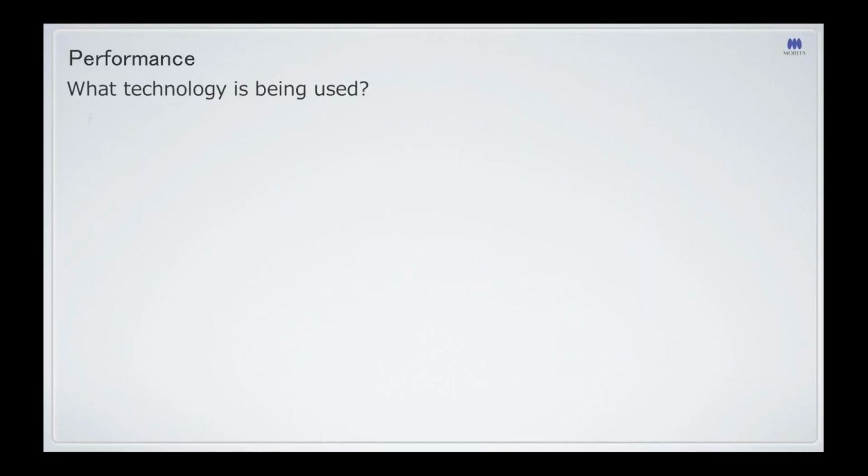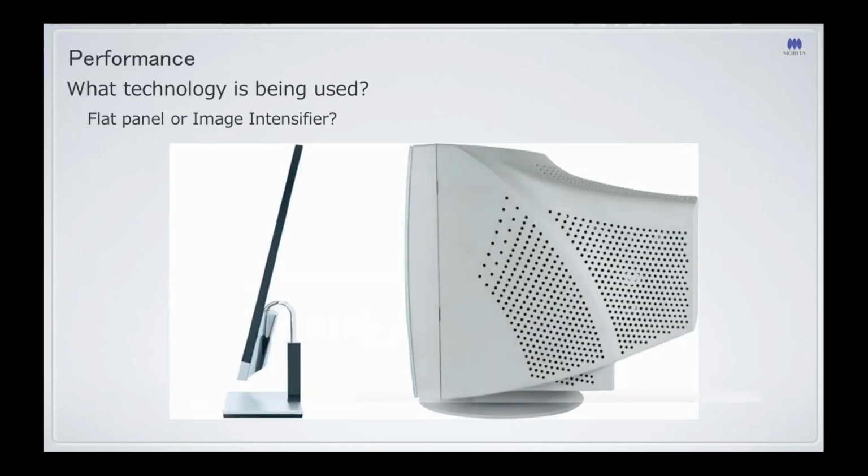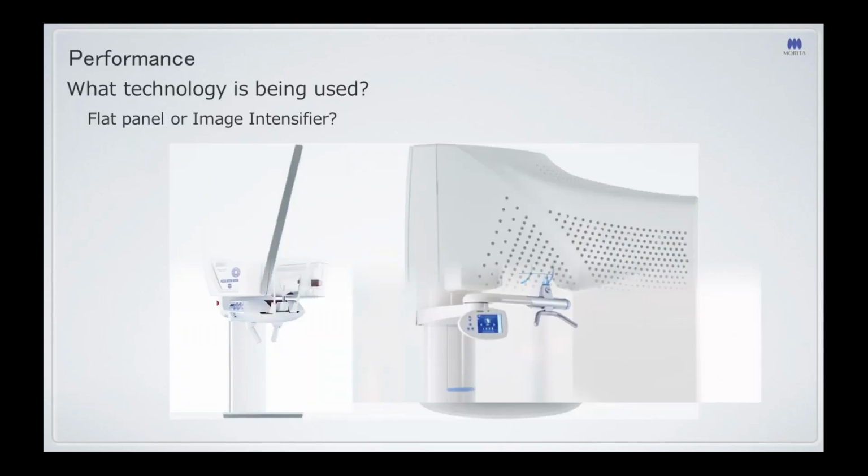You're also going to want to look at, in brief, the kind of technology that's being used in your machine. There's two types of technology in the world right now for cone beam. It's either flat panel or it's image intensifier. Now, image intensifier is an older style technology. You can kind of liken it to your current desktop monitor, your flat screen TVs, versus the old tube type TVs or tube type monitors you used to have. It's a very similar concept.